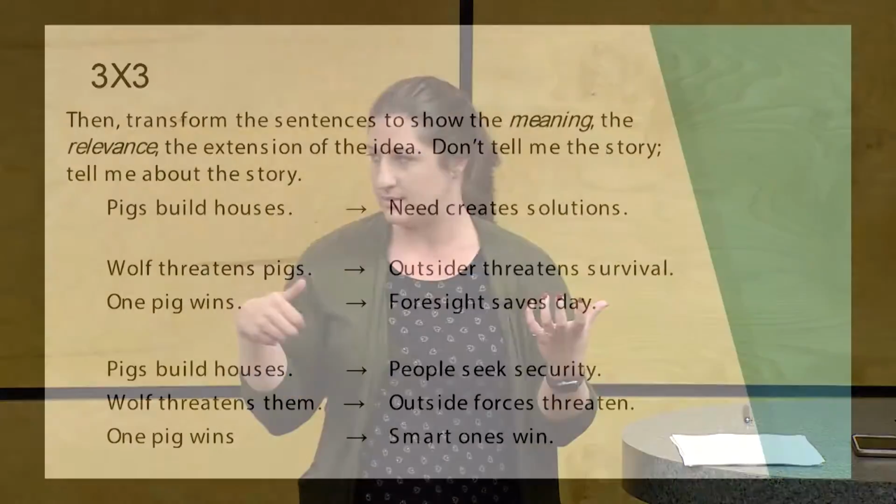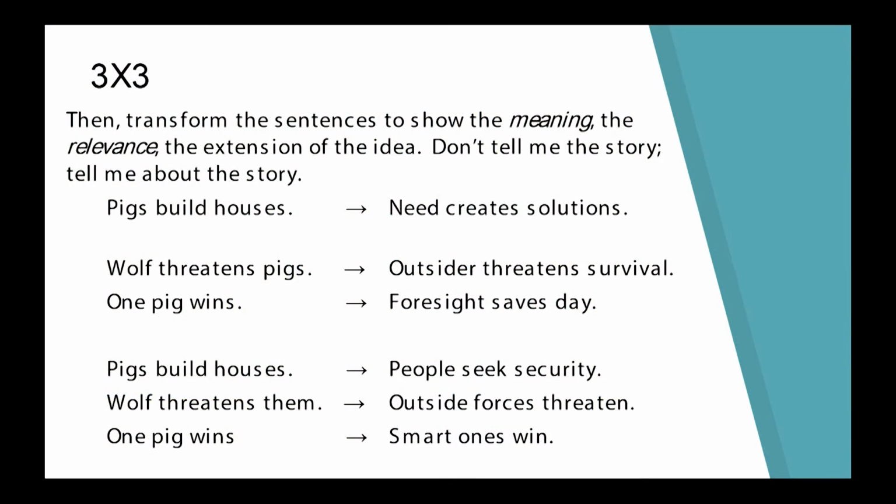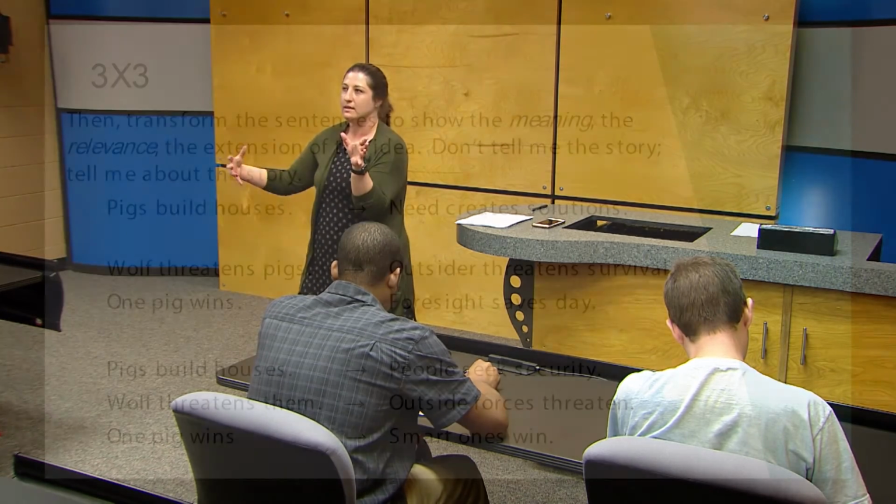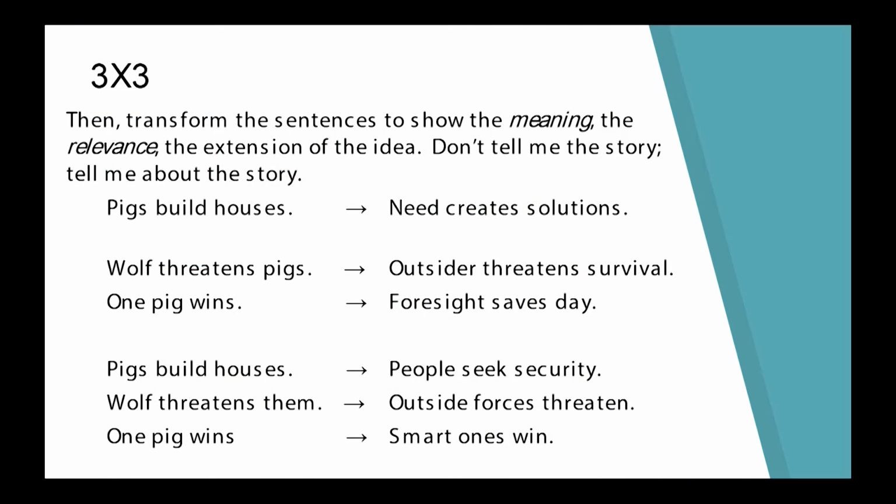If you're working with a more complex text, you might ask them to just choose a plot line, not do the entire text. Then you ask them to transform their literal sentences, like pigs build houses, into an abstract sentence. When we talk about pigs building houses, what is the idea behind that? What is the theme behind that? What's the abstraction behind that idea? So: pigs build houses, need creates solutions; wolf threatens pigs, outsiders threaten survival; one pig wins, foresight saves the day.